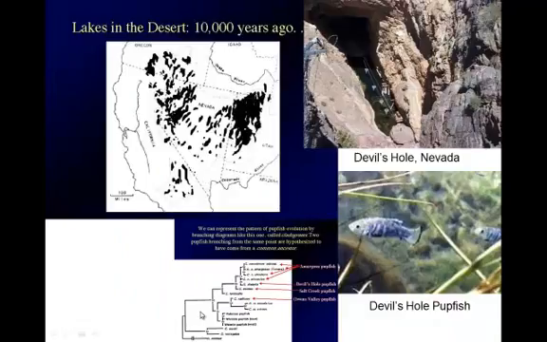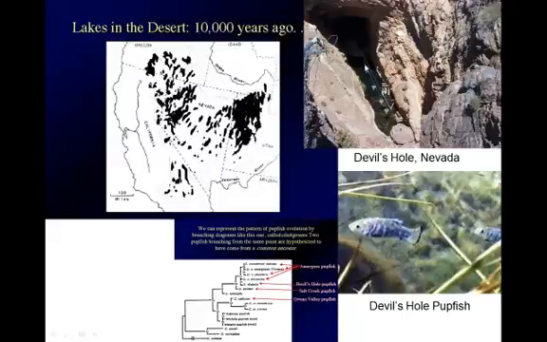A good example of this might be pupfish. Pupfish are little fish that live in the arid West. 10,000 years ago, the West wasn't nearly as arid. This black actually shows inland lakes, and so the pupfish were more broadly distributed, and as the bodies of water shrank down, became more isolated, then the pupfish were isolated. This led to some speciation events.